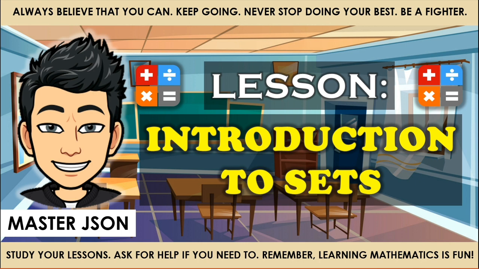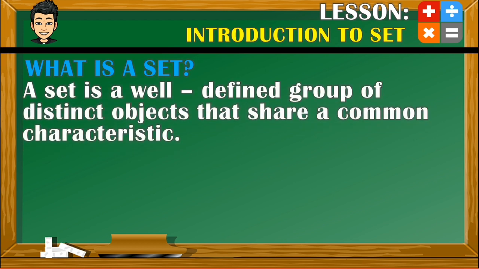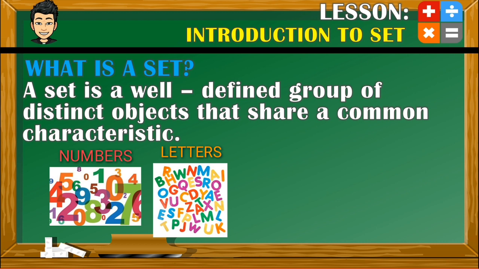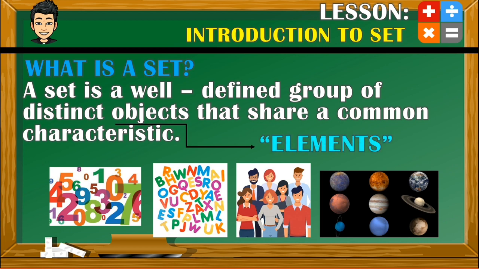For today's video, we are going to discuss some basic ideas about sets. Now, what is a set? A set is a well-defined group of distinct objects that share a common characteristic. These objects can either be letters, numbers, people, or even planets. And these objects that we have in a set are called elements.